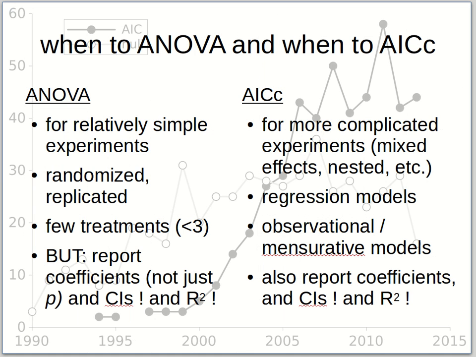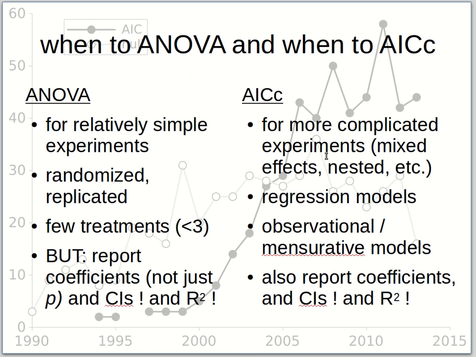All right, so when do we use ANOVAs and when do we use AICcs? Well, since about 2004, AICcs are far more commonly used, but it doesn't mean we throw out the baby with the bathwater. ANOVAs are still fine for relatively simple experiments, where we have randomized treatments and they're replicated and it's a fairly simple experiment, less than 3 treatments for instance, but we should be reporting these coefficients. We should not forget that those are important, and we should also include the R-squared so we know what kind of strength there was to the model.